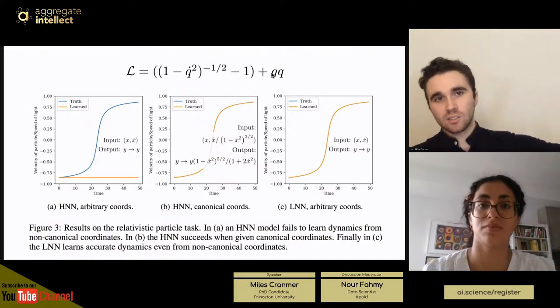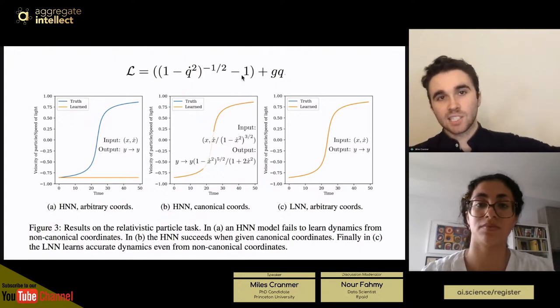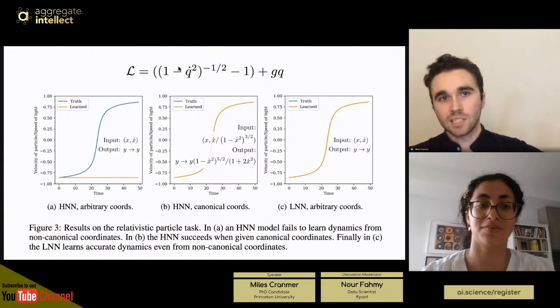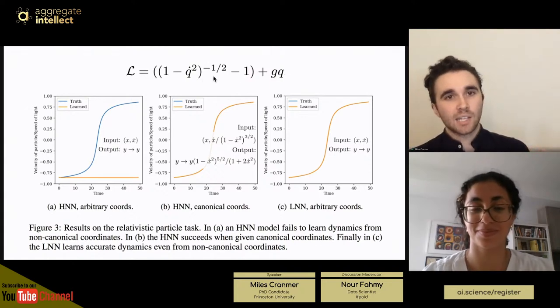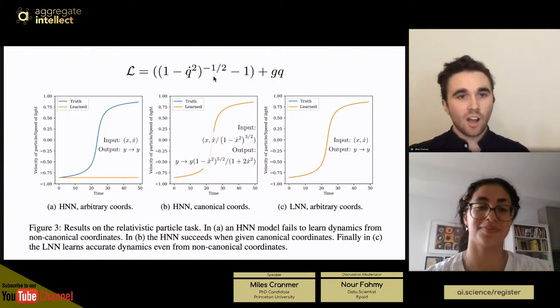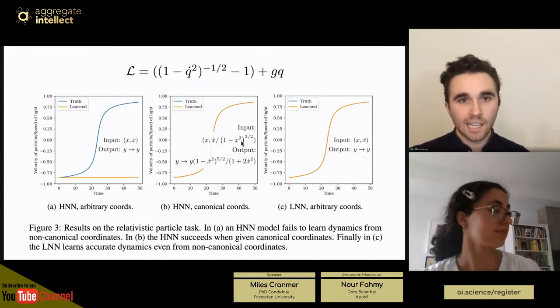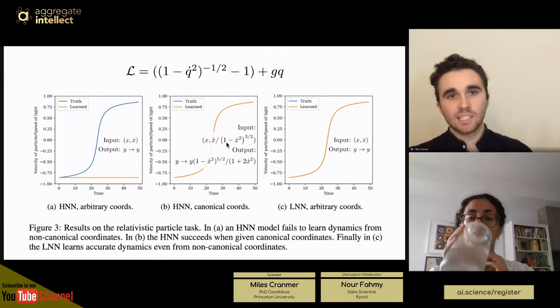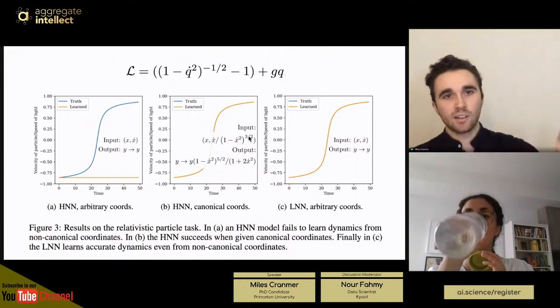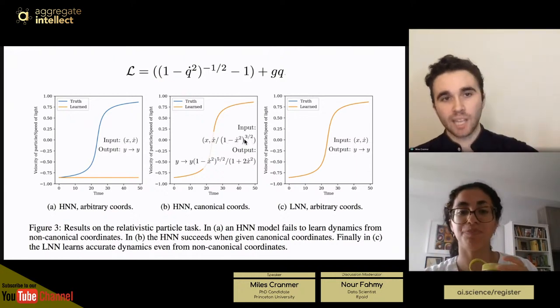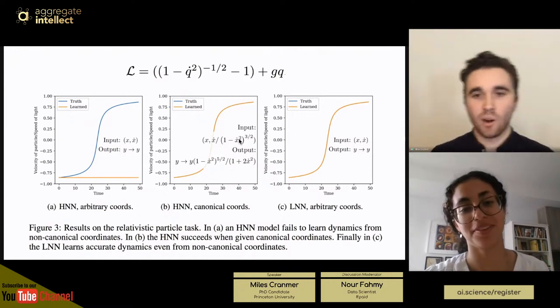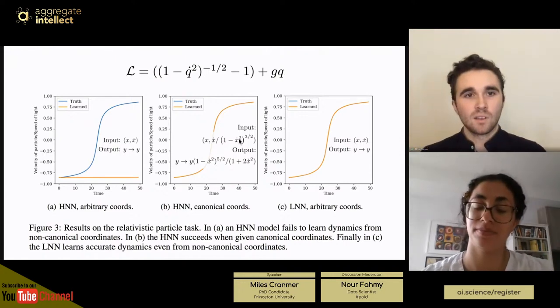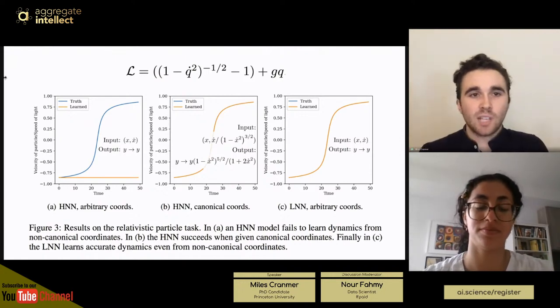And the Lagrangian looks like this. This is like velocity squared. This is what velocity squared looks like in relativity. And you see that the canonical momenta looks like this. So it's velocity divided by (1 minus velocity squared) to the power of 3/2. That's complicated. If you don't know that physics beforehand, you're basically screwed if you use a Hamiltonian neural network.